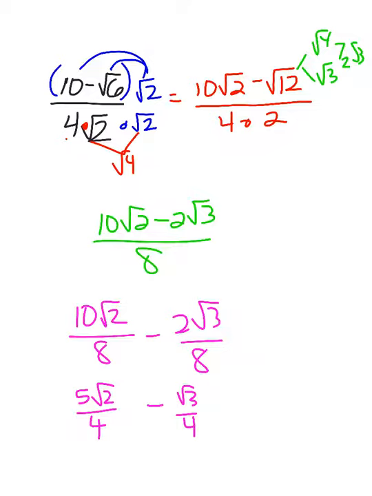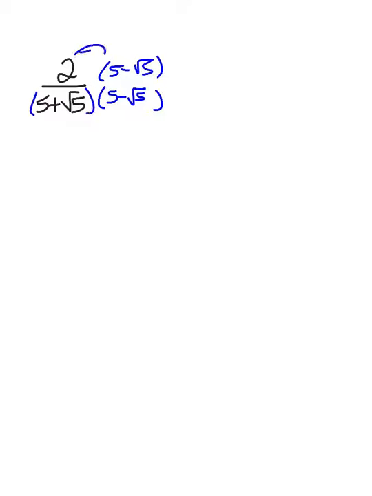All right, let's take a look at 1b. Okay, so 1b is 2 over 5 plus the square root of 5. So I have a binomial in the denominator, so I multiply by the conjugate, which is 5 minus the square root of 5. So make sure you distribute the 2.